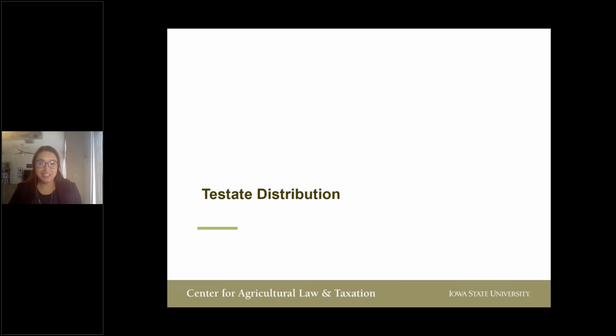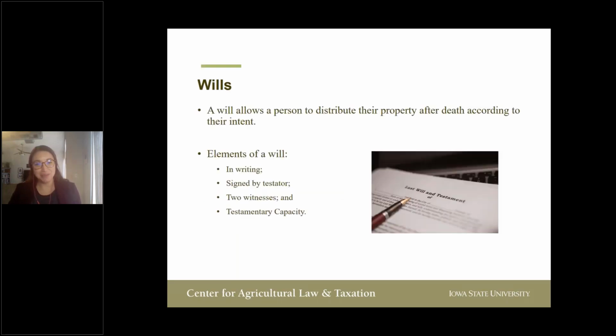So we'll move on next to testate distribution. This is almost the opposite of intestacy, where you do have a will. A will, and we all know it, is just a legal document that lets you distribute your property after you pass away, how you would like to do that. Wills are complicated, and we encourage people to work with an attorney and tax professionals when setting up wills or trusts or anything like that.